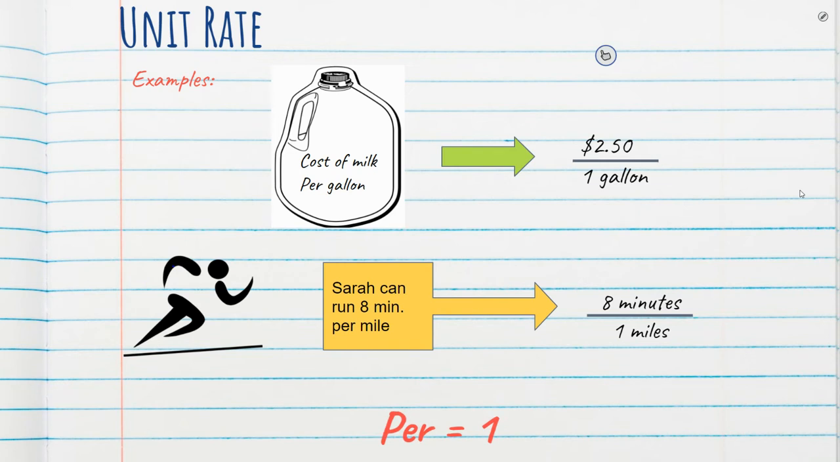Also write down this word per. That's not like a kitten. That's a different kind of per. Per equals 1. So when we say cost of milk per gallon, that means 1 gallon. If we say Sarah can run 8 minutes per mile, that's 1 mile. If I say I'm driving 50 miles per hour, that means I'm driving 50 miles in 1 hour. Per means 1.